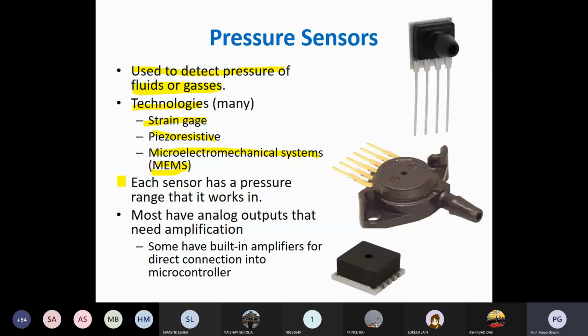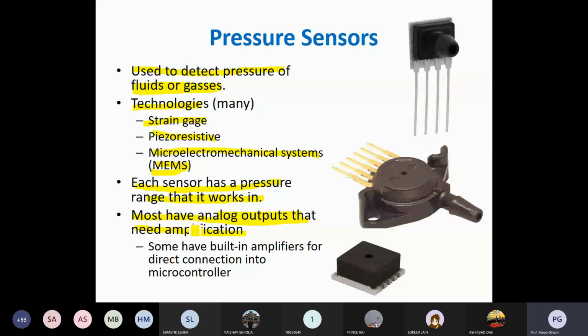Each sensor has a pressure range that it works in, so definitely all sensors do not work in a single application. Different applications are used as per the range of pressure. If you give more pressure to the strain gauge, it will be damaged. For piezoelectric, the range of application is given. Most have analog output, and most analog output needs amplification. Basically the developed output is very small from an electrical signal point of view, so you have to amplify it. Amplifier circuit is important.